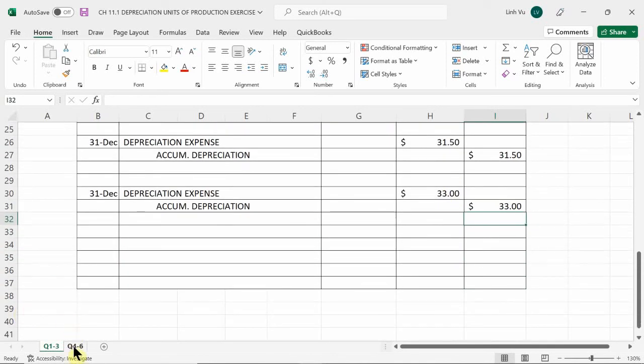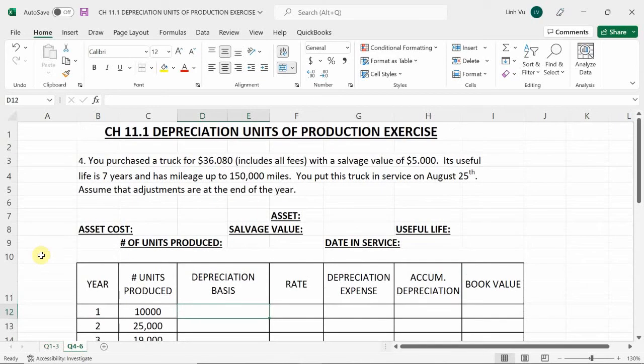So let's do the second problem here. Number 4, right? You purchase a truck for $36,080, which includes all fees, with a salvage value of $5,000. Its estimated useful life is 7 years and has mileage up to 150,000 miles. And of course, you put this machine into service as of August 25th. Assume that the adjustments are made at the end of the year.